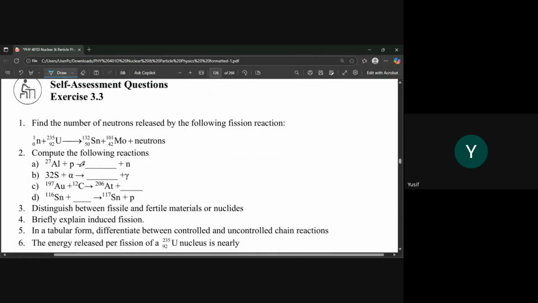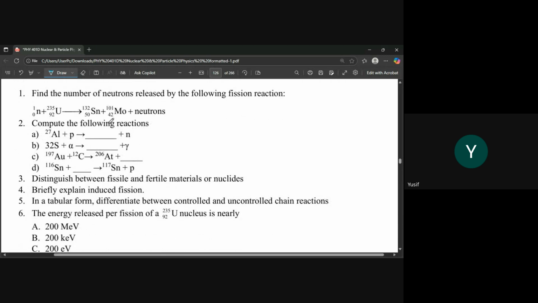Then we have some questions here. It says find the number of neutrons released in the following fission reaction. So with this, you see the nature of the question. You have to find the number of neutrons in there. They say compute the reaction below, and they give this and this, and it's producing a neutron and then this. So you have to know the kind of atom that is being produced.